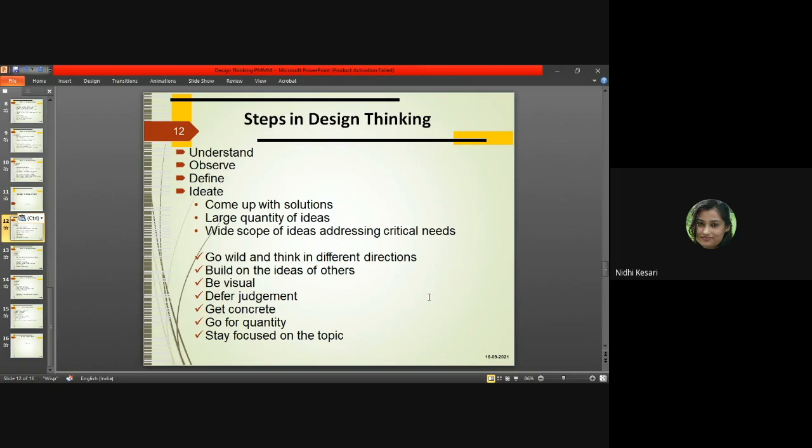Be a little visual, defer the judgment. So if you are thinking that you are leading towards a certain solution, still we are not there, guys. So just defer the judgment, what is right, what is not right. You are just creating, you are just ideating, and all the options which you are making here may or may not make sense. So just defer the judgment that this is the right solution and I need to go with this solution. Get concrete, go for quantity, and stay focused on the topic. Every time you are making something, just be focused on what your problem was and what observation you made.